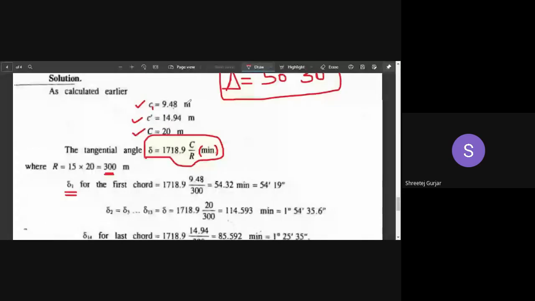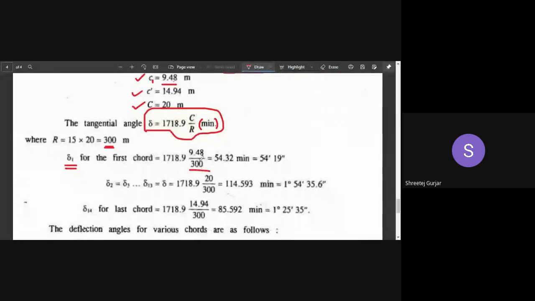For the first chord, delta 1, we know the chord length C1 is 9.48. So delta 1 is 1718.9 into 9.48 by 300. This is in minutes. It comes to 54 minutes 19 seconds. So 54 minutes 19 seconds is delta 1. Okay, delta 1 we have got.